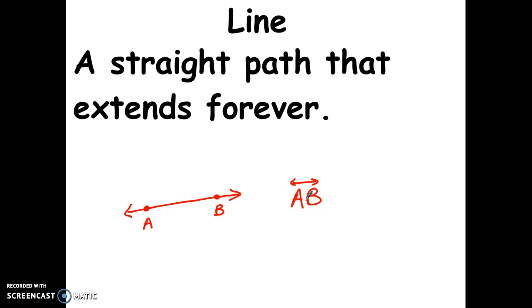Now, this could be called line AB, but it could also be called line BA. Because this line does not have a start point or an end point, we could actually read it either way, AB or BA.